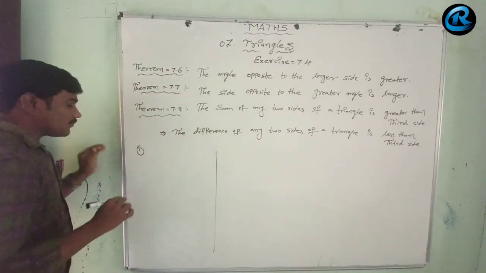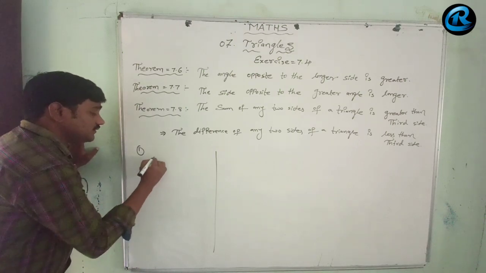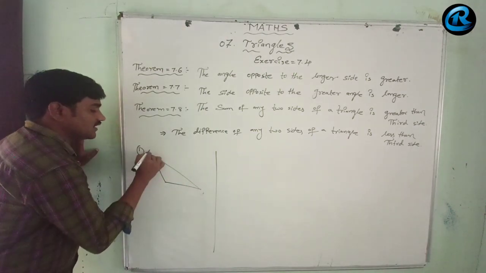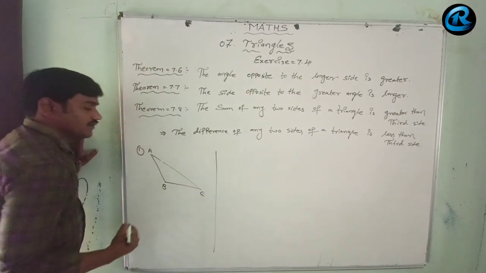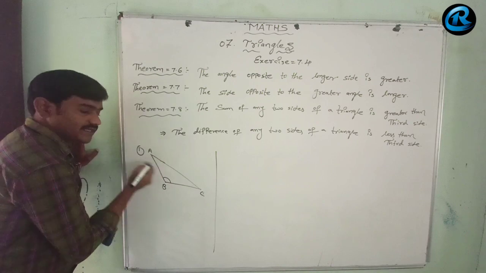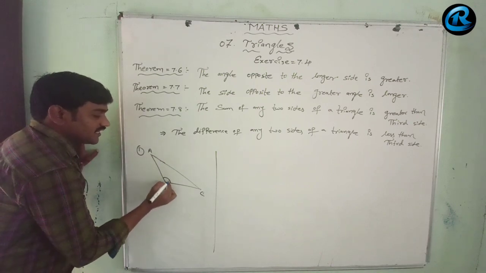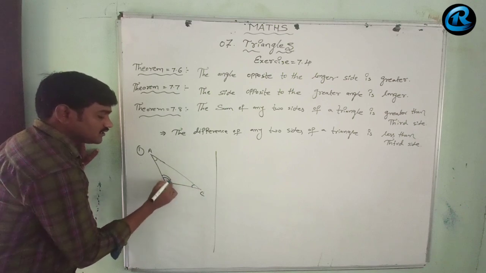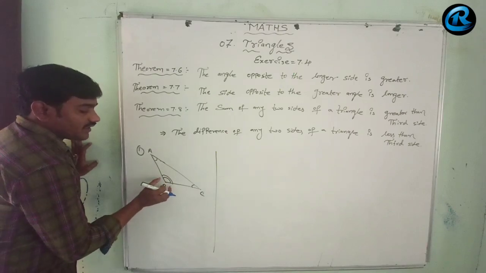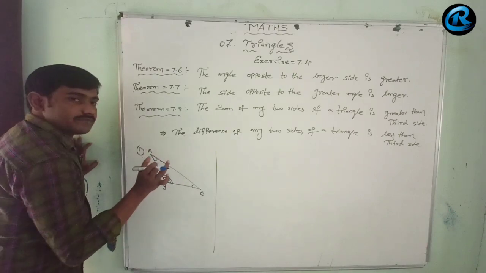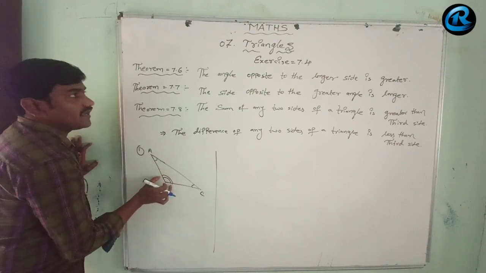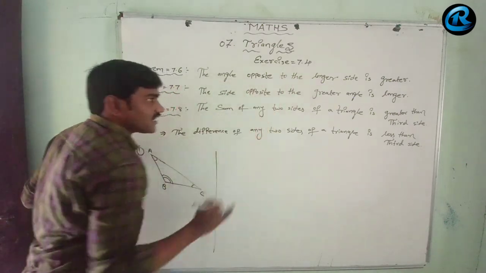Suppose you take a triangle, triangle ABC. As you know, this is an obtuse angle, more than 90 degrees. So it is a greater angle compared to these two. A very simple concept: a greater angle has a greater opposite side, and a greater side has a greater opposite angle. Remember, the angle opposite to the greater side is greater.